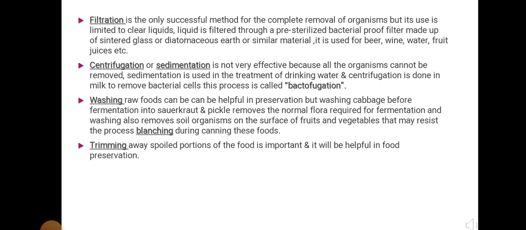Washing raw foods can be helpful in preservation, but washing cabbage before fermentation into sauerkraut and pickles removes the normal flora required for the fermentation. Washing also removes the soil organisms on the surface of fruits and vegetables that may resist the process of blanching during canning of these foods. Trimming away spoiled portions of the food is important and helpful in food preservation.